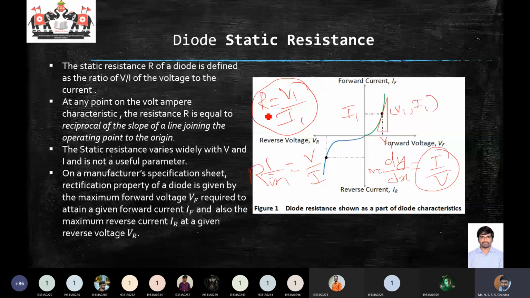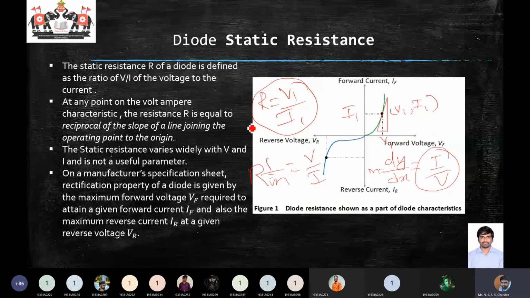So here the static resistance will be higher, here it will be lower, and so on. Depending upon your operating point, although the name says static, the static resistance is not going to remain constant. It is going to vary widely.